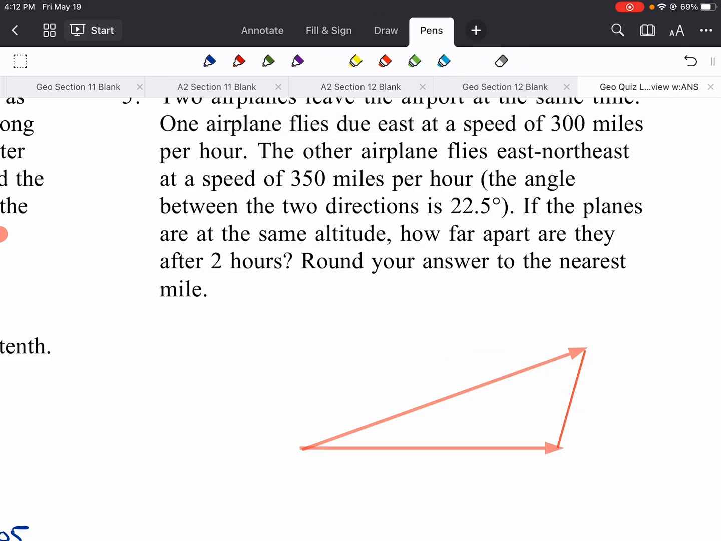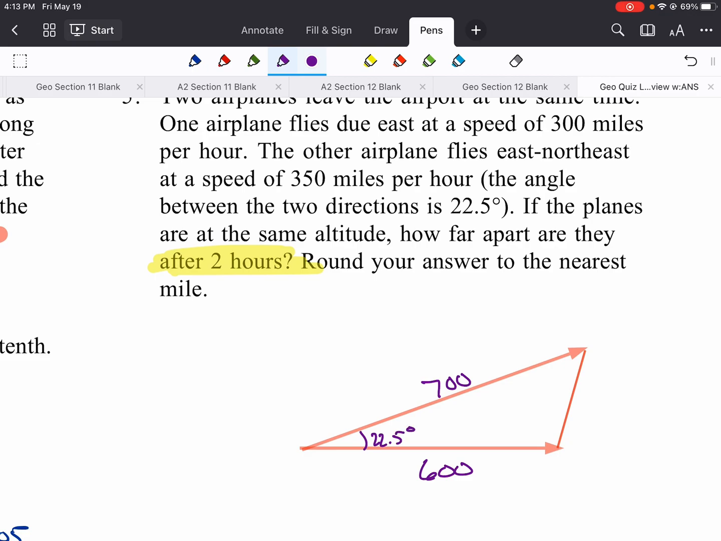Okay. So let's put all our values in here. It says the one that's flying east goes 300 miles an hour. But here's the catch. Ready? How far are they apart after 2 hours? So not right away, but after 2 hours. So that means total, this plane flew 600 miles. Okay. The other one flies 700 miles. So the question is, if this is 22.5 degrees, what's the distance from one airplane to the other?